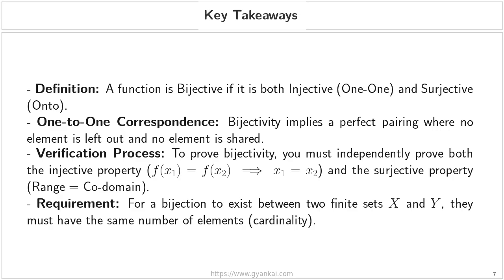Finally, there is an important requirement to keep in mind. For a bijection to exist between two finite sets, x and y, they must possess the same number of elements, a property known in mathematics as having the same cardinality. If the number of elements differs, a perfect one-to-one correspondence is simply impossible.